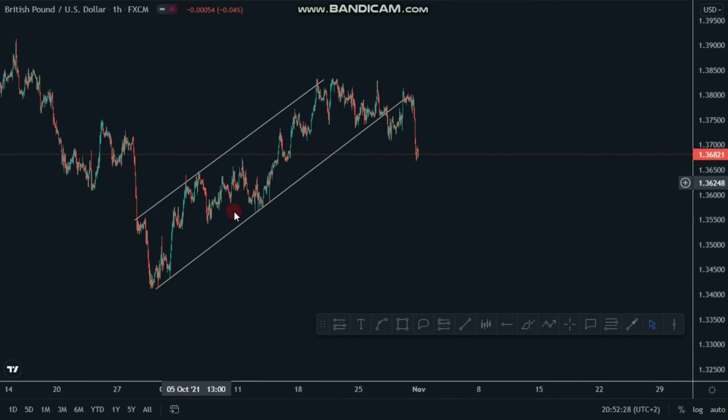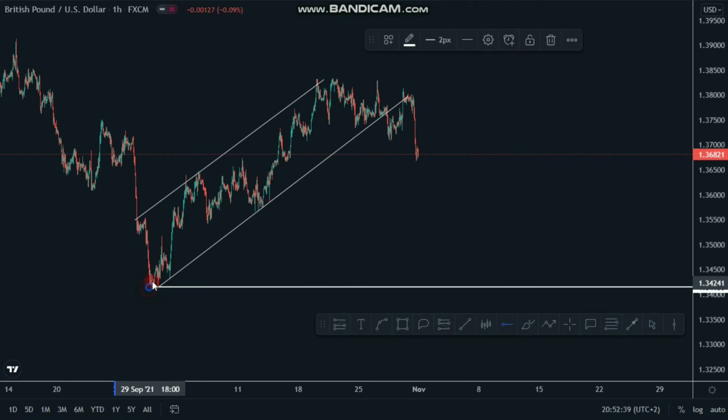touches. As you can see, it's been channeling within this uptrend line up until it got broken, then retested at this level. So right now, what can we expect more? I can say GBP/USD is looking forward to hitting this support right here. But how are we going to approach this entry?